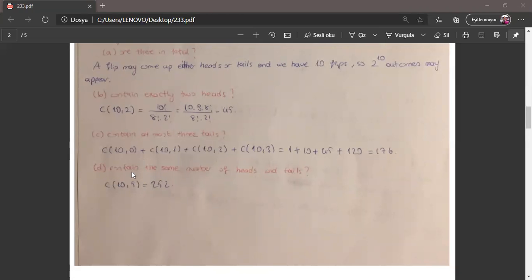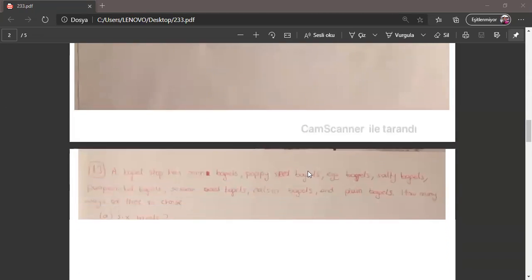For the last part, now we have to compute the number of outcomes that contain the same number of heads and tails, exactly as in the bit strings. We compute this because there are 10 flips, right? So 5 of them should be heads and 5 of them should be tails. So it's enough to find only one of them, okay? Because the rest will be the other. So we have this number.